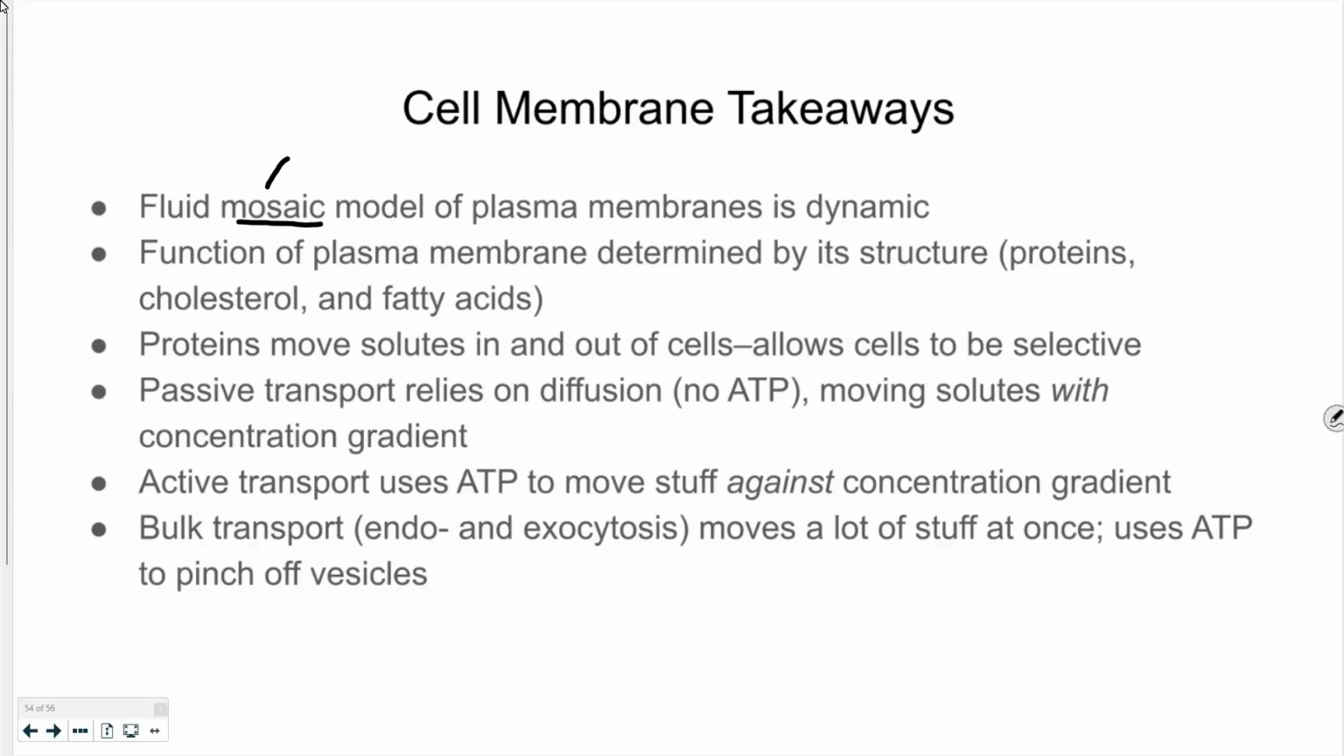The mosaic means that we have a lot of different components to our plasma membrane. The phospholipids are our base. We have proteins. And we also see sugars. We see lipids in the form of phospholipids and cholesterol. This is how I spell cholesterol.